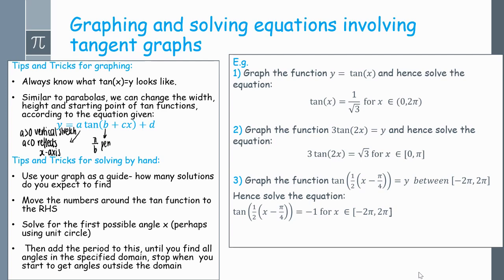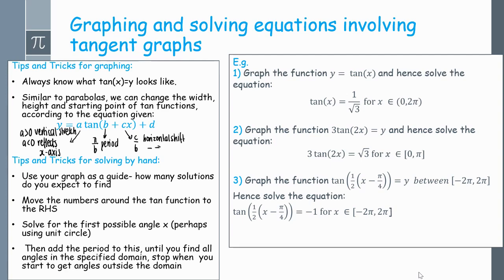Our b helps us tell the period. Because our general tan graph has a period of pi, when we transform the graph, it will have a period of pi over b, whatever that b is. c over b will tell us the horizontal shift, so whether it moves left or right.